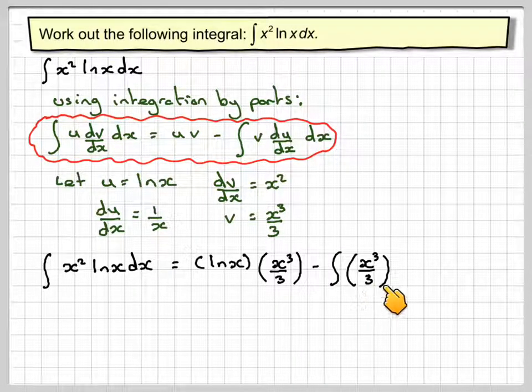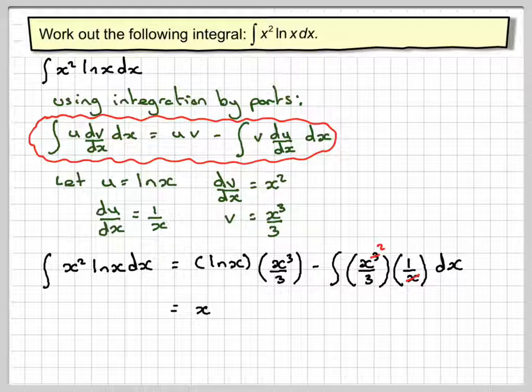Right, substituting into the formula, it's uv, so it's ln of x times x cubed over 3, minus the integral of v, which is x cubed over 3, times du by dx, which is 1 over x, dx. The x and the cube will cancel down, so you just get x squared over 3. So you're going to get x cubed over 3 ln of x.